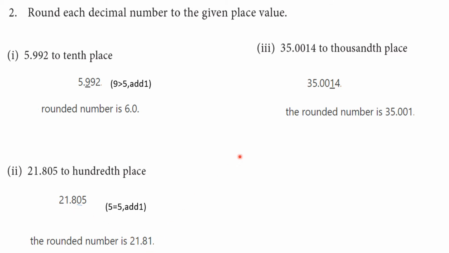Next, 35.0014 to thousandth place. Here the thousandth place is 1. Therefore, you underline the digit. The digit next to the underlined digit is 4. 4 is less than 5. Therefore, the underlined digit remains the same. Therefore, the rounded number is 35.001.